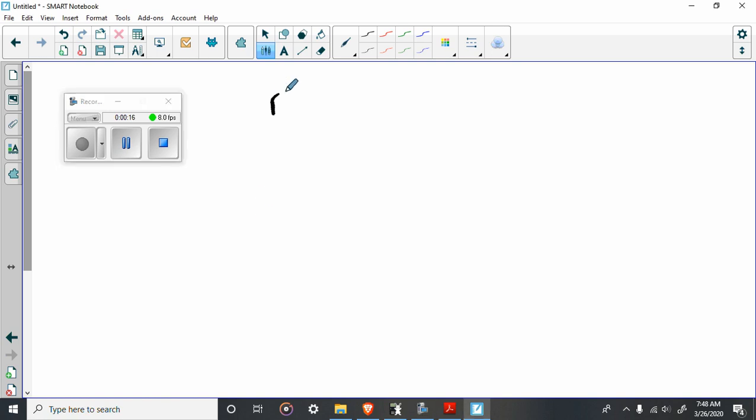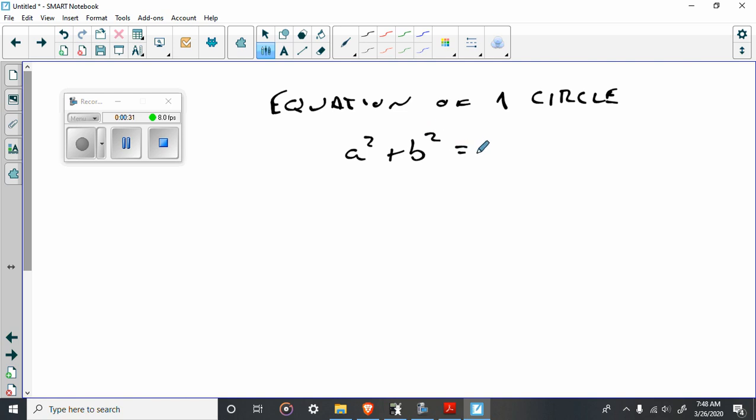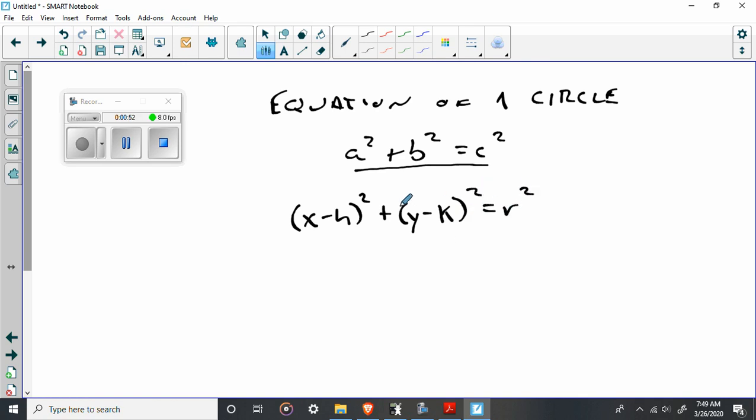So, the equation of a circle. And we said, generally speaking, it is a lot like the Pythagorean theorem: a squared plus b squared equals c squared, right? That's something pretty much everybody should know. Essentially we said that it was (x minus h) squared, that's your a squared, plus (y minus k) squared is equal to the radius squared, okay?